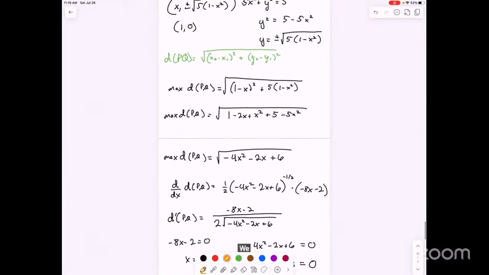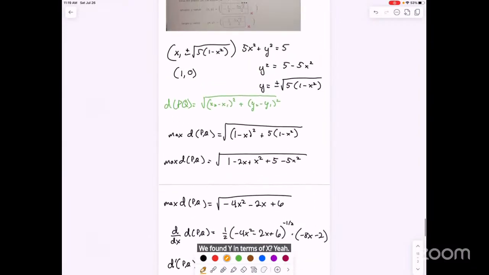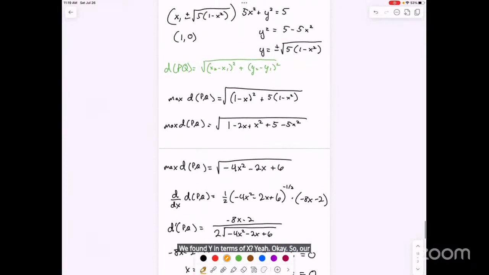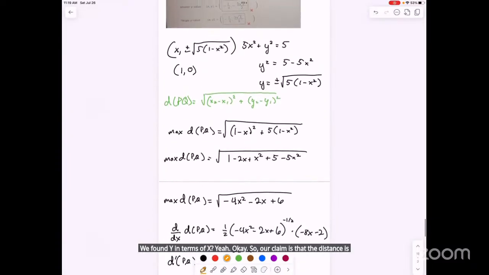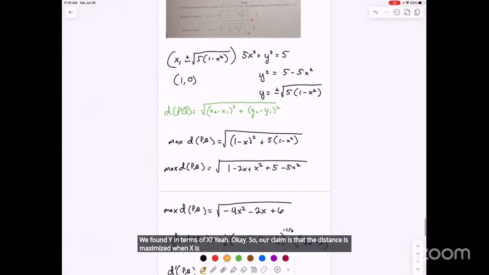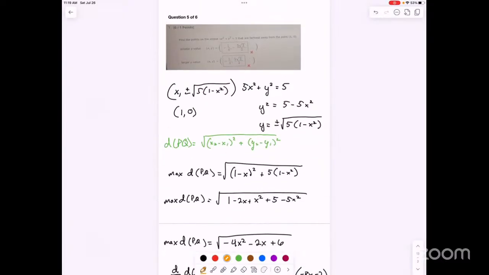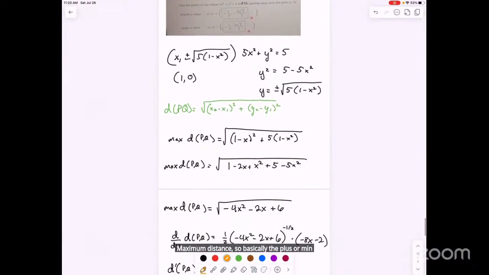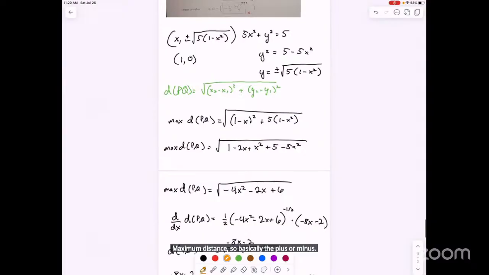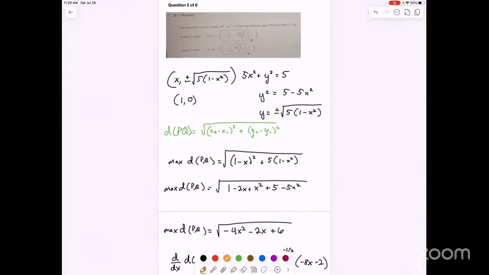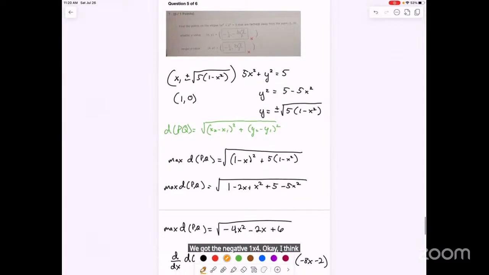And we found y in terms of x. Okay, so our claim is that the distance is maximized when x is -1/4. Maximum distance, so basically the plus or minus. So then back in the original, we got the -1/4. Okay, I think we just need to evaluate it properly.